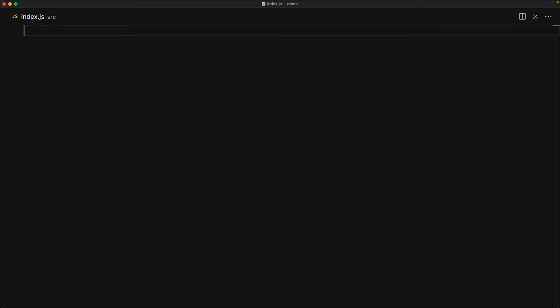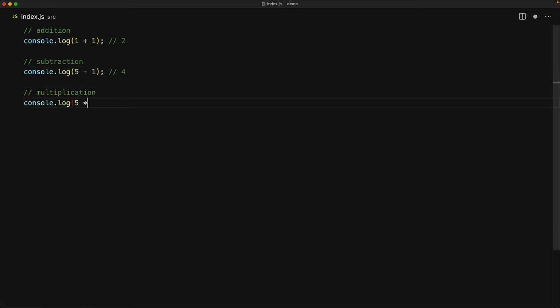As you would expect, JavaScript numbers support all the common mathematical operators. You can use the plus operator to add two numbers, for example 1 plus 1 is 2. You can use the minus operator to subtract one value from another, for example 5 minus 1 is 4. You can use star for multiplication, for example 5 star 2 is 10. You can use the forward slash for division, for example 10 divided by 4 gives us 2.5.